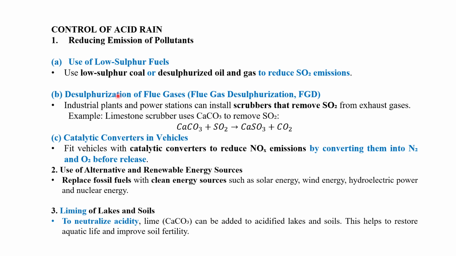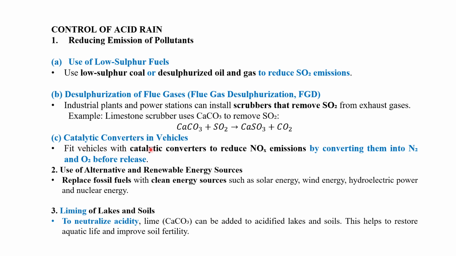The next we can see is desulfurization of flue gases. Industrial plants and power plants can install scrubbers that remove sulfur dioxide from the exhaust gases. So what is going to happen? We normally use limestone in the scrubbers, that is calcium carbonate, to remove the sulfur dioxide. So ultimately, the sulfur dioxide is converted into calcium sulfite, CaSO₃.